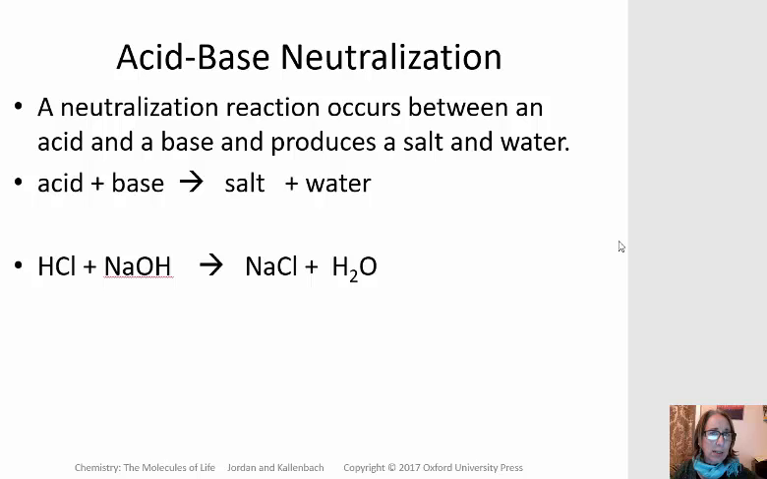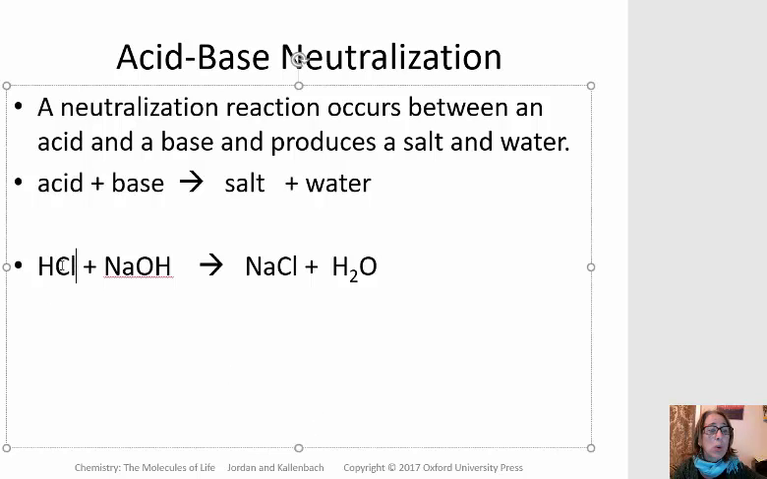Water, we know, can act as an acid or a base. Acid-base neutralization, however, occurs between compounds that always act as acids with compounds that always act as bases. So it's a little different than dissolving, where water can be an acid or a base. So here's a typical neutralization reaction where we have hydrochloric acid reacting with sodium hydroxide.